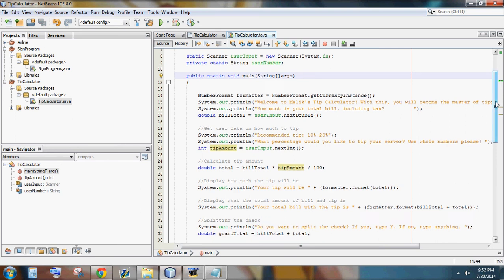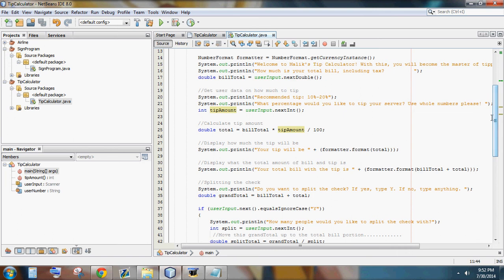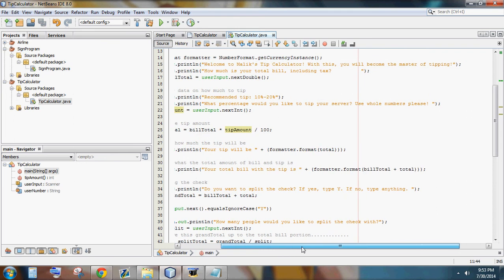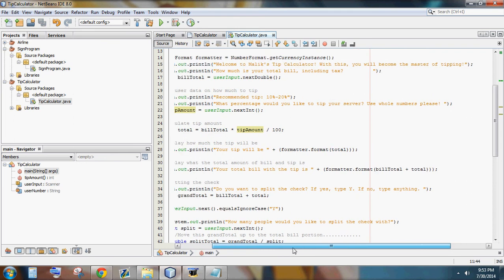Next, your recommended tip. I made sure to put recommended tip also because many people aren't sure of how much to tip, and I usually go between 10 and 20% depending on how good or bad the service was. So what percentage would you like to tip your server? When I put this, it's not like you can't put 0 or 1. That's just the recommendation.